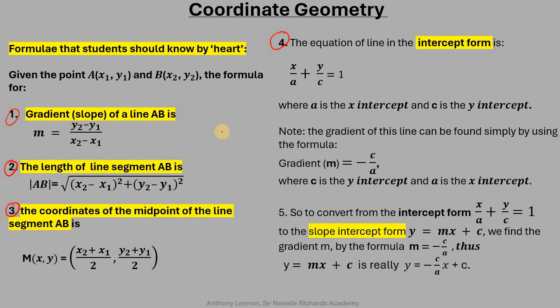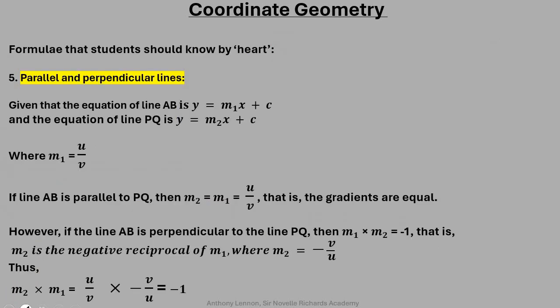Alright, so this video is made with the idea that you'd have covered this content already. Also, you need to have some knowledge of parallel and perpendicular lines. When two lines are parallel, it means that they have the same gradient. So if you have one line AB, and this is this equation, and you have another line PQ, this is also the equation, then you should know that the gradients, that is the M, the gradients must be equal.